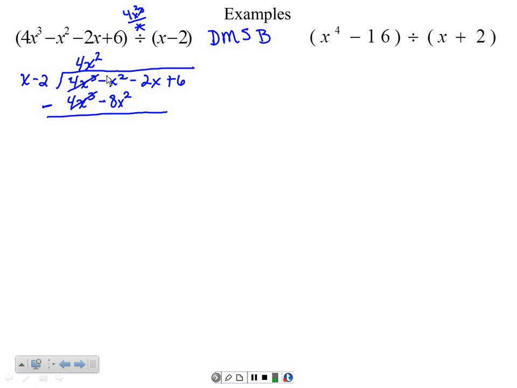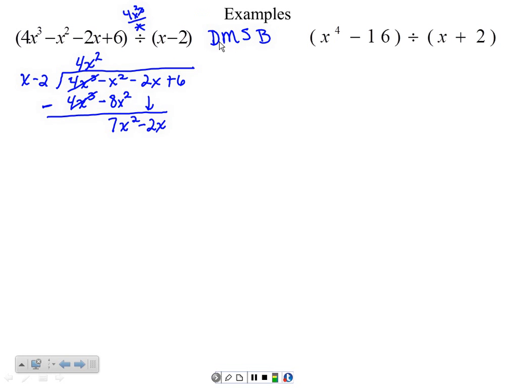And then you have negative 1x squared minus a negative 8x squared. Remember, double negatives go to plus, so you have negative 1x squared plus 8x squared, which is going to give us a positive 7x squared. So you did your subtraction, and then we're going to bring down the negative 2x and start all over.